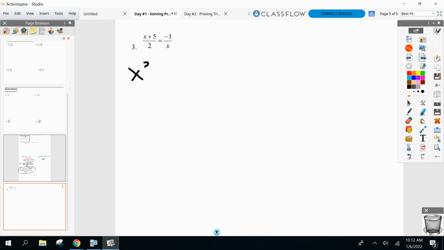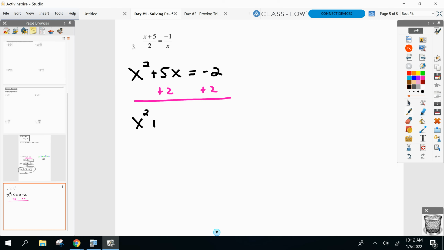Are we getting x squared plus 5x equals -2? All right. You guys know the deal, right? Can't do much here until it's equal to 0. So add the 2 over. Okay, you added the 2 over.